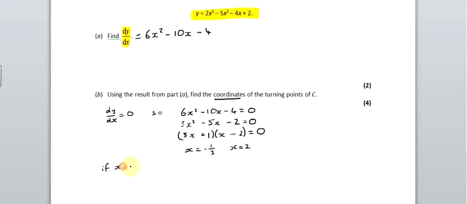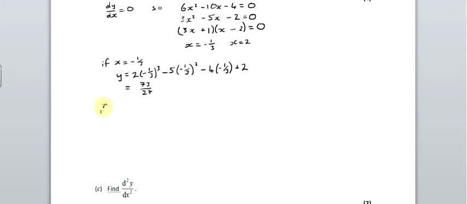So if x equals a negative third, then y equals 2 times a negative third cubed minus 5 times a negative third squared minus 4 times a negative third plus 2. And if you pop that into your calculator, you get 73 over 27. And now for the other one. If x is equal to 2, then y is equal to 2 times 2 to the power of 3 minus 5 times 2 to the power of 2 minus 4 times 2 plus 2. And again, you stick that lot in and it should turn out to be negative 10.